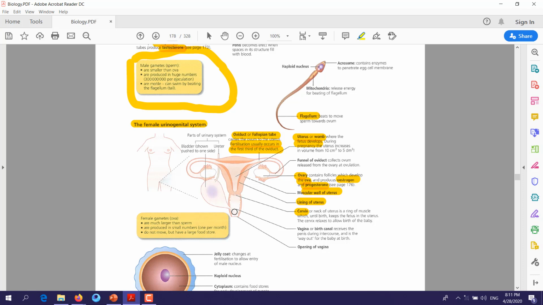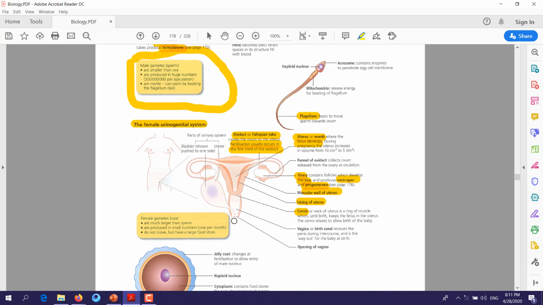After the cervix, we have this part. This part, we call it the vagina, or birth canal. The function of this vagina or birth canal is to receive the penis.